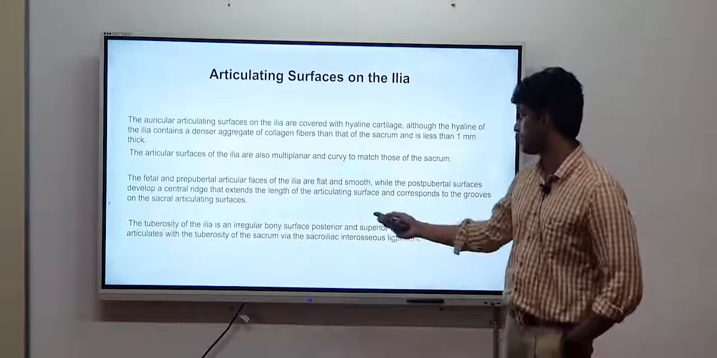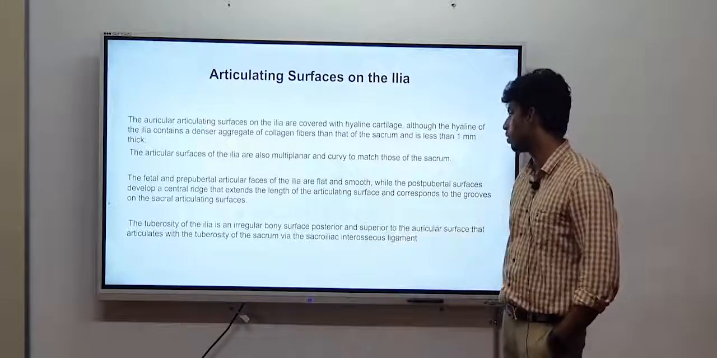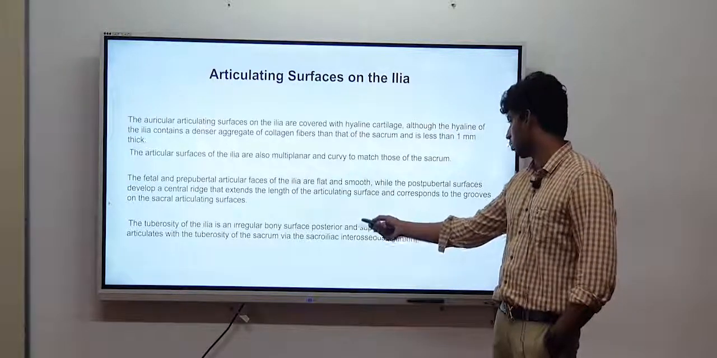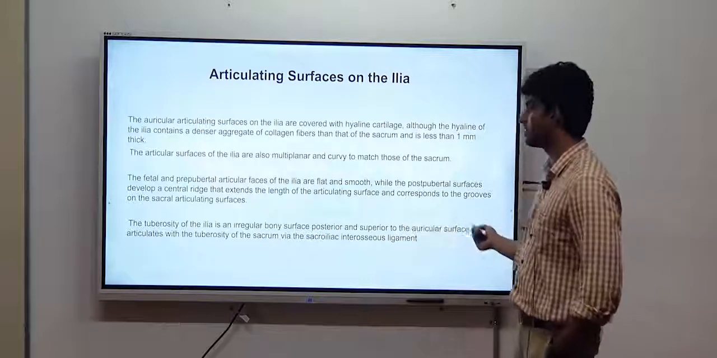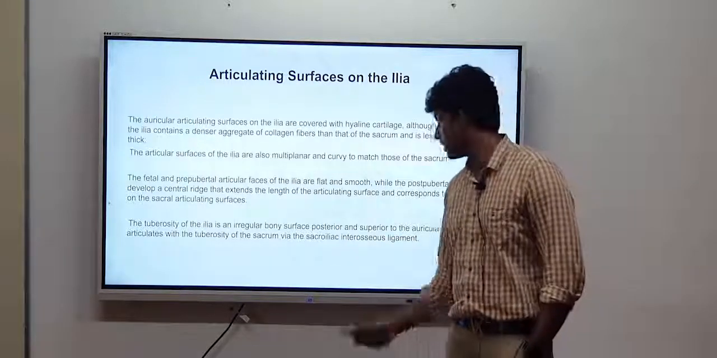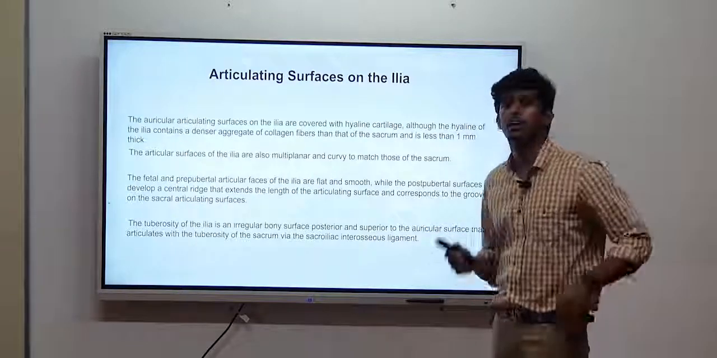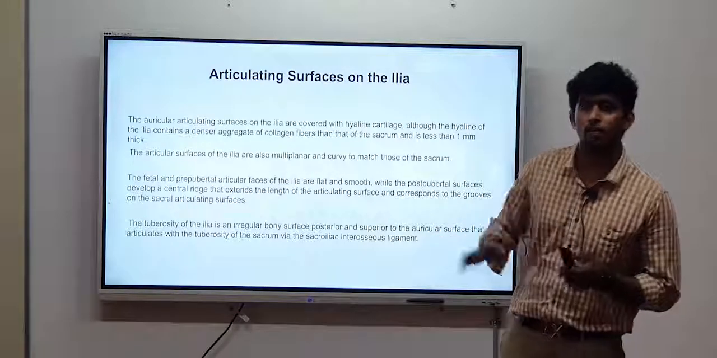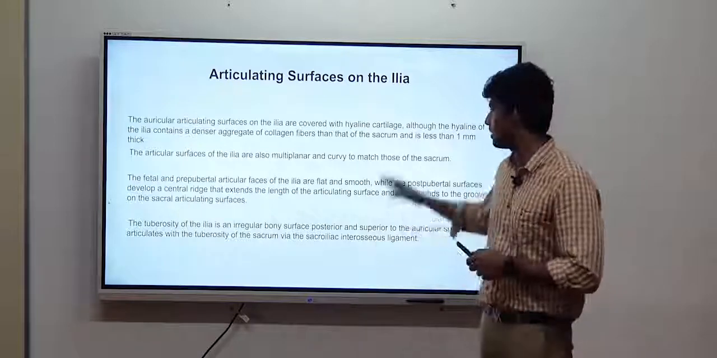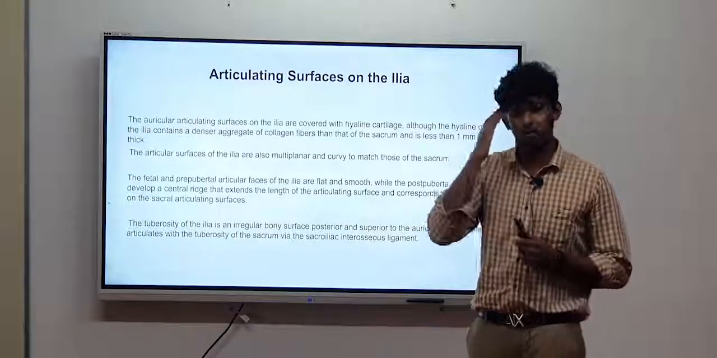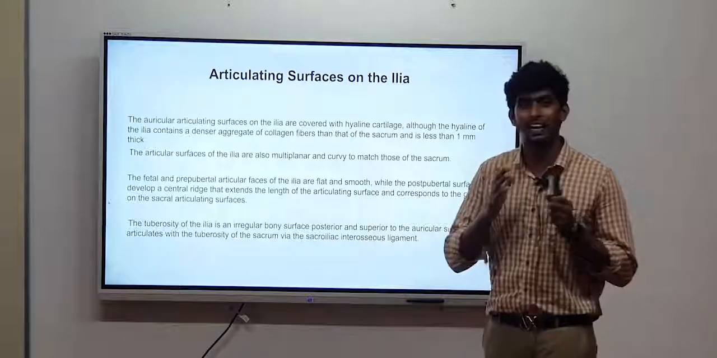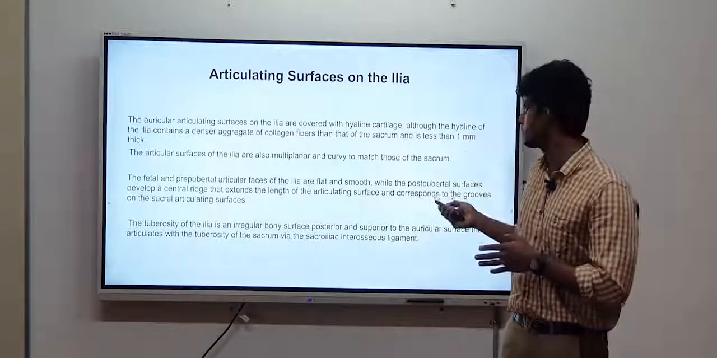And last point, the tuberosity of the ilia is an irregular bony surface that is posterior and superior to the auricular surface that articulates with the tuberosity of the sacrum via the sacroiliac interosseous ligament. There are some points that you have to read several times to make sure they reach your head. Otherwise, it will be really difficult to understand some concepts.